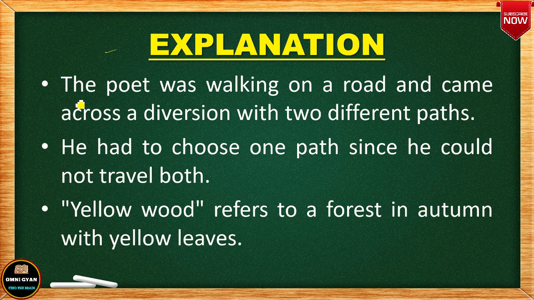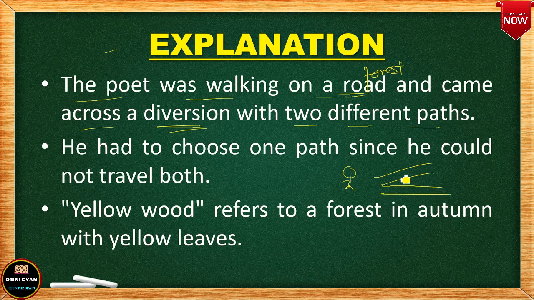The explanation is that the poet was walking on a road and came across a diversion with 2 different paths. Actually, the poet had entered a forest. Poet जो है वो एक forest के अंदर enter करता है, and there he comes across a diversion. Diversion means that he is standing at a point, and he can see 2 roads. वो 2 रास्ता देख पा रहा है inside the forest. Say this is road number 1, this is road number 2. So there are 2 different paths inside the forest. So we can call it a fork also. इसको हम एक fork भी बोल सकते हैं, एक रास्ता इधर एक रास्ता इधर.